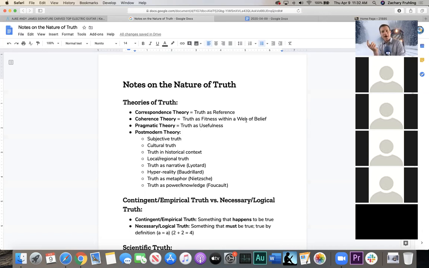Does anyone know about the ancient scientist and philosopher Ptolemy and his epicycles? Anyone know about this? Okay, no one.